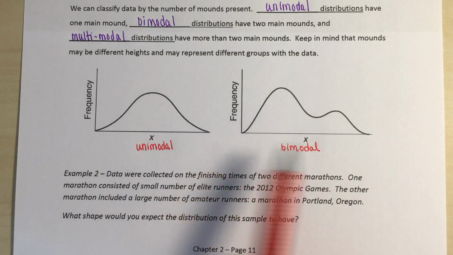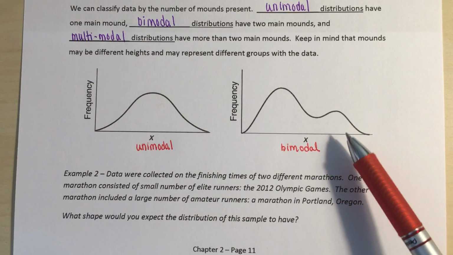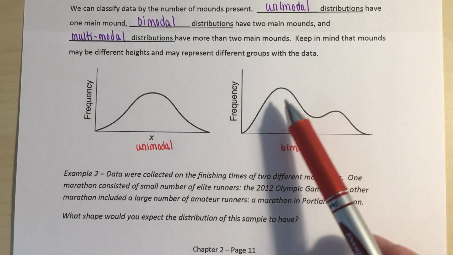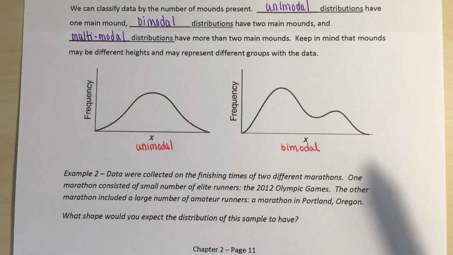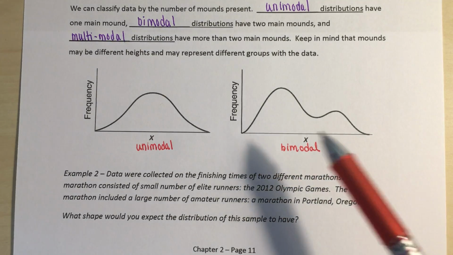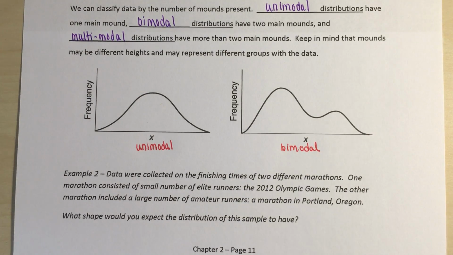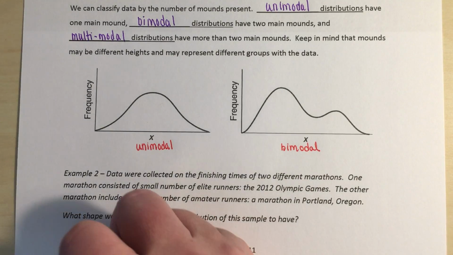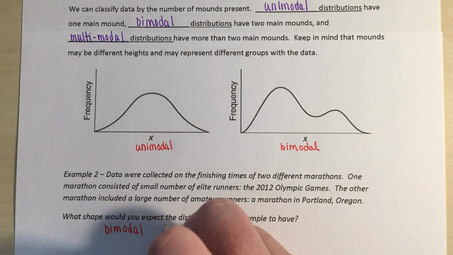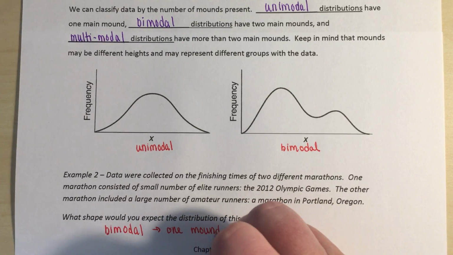Well, if we kind of look at these two above to kind of guide us, right, we're probably going to end up with something that looks like this bimodal example. Right, we're going to have one peak for the faster runners, and there's going to be a high frequency of times that are going to be similar there. And then we're going to have another peak for the slower runners, right? It could be varying heights, but we're probably going to end up with two different peaks for our two different groups. So in this case, we would expect our graph to look bimodal, right? There's going to be one mound for each group.